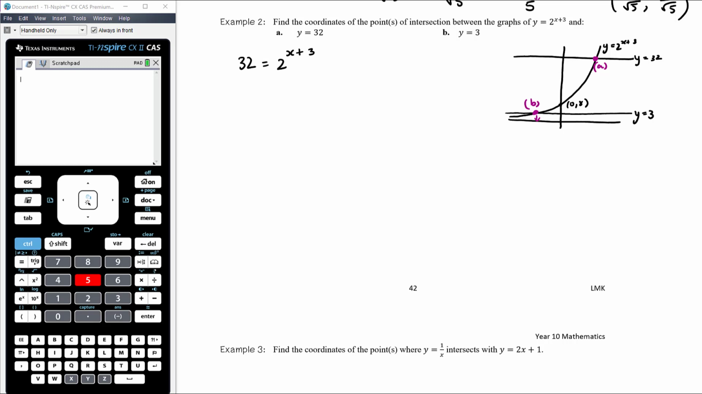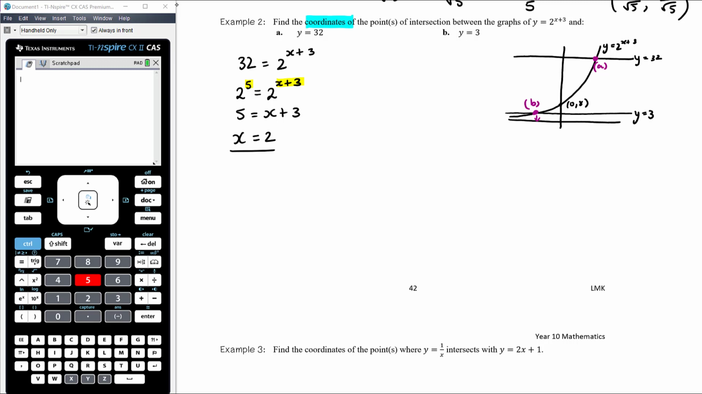Now 32, I know 32 is 2 to the power of 5, and that's equal to 2 to the power of x plus 3, and so therefore the only way that those two things are equal is if 5 is equal to x plus 3. So by writing both sides with the same base, we can then equate the powers. And now we know 5 is equal to x plus 3, taking away 3 from both sides, x has to equal 2.